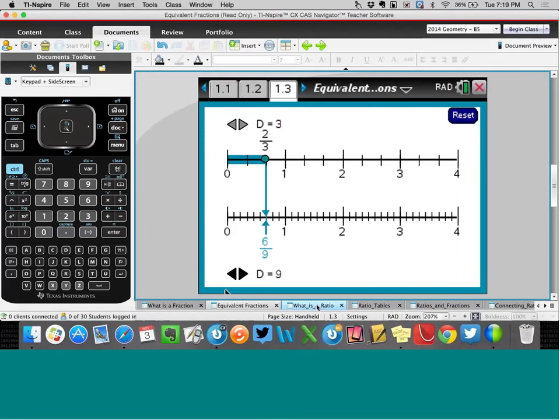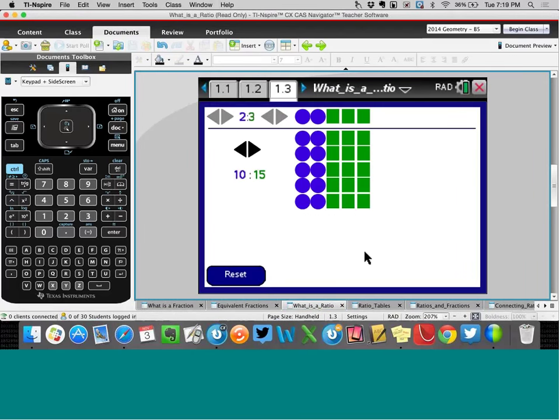Michelle is going to talk with us next about what is a ratio. Perfect. Thanks, Jennifer. So for the rest of this webinar, we're going to walk through and explore some of these different lessons from that progression that Jennifer was just showing you. And we're going to start with this activity first, what is a ratio, which is actually the first activity in the progression. So let's look at this page in the TNS file.